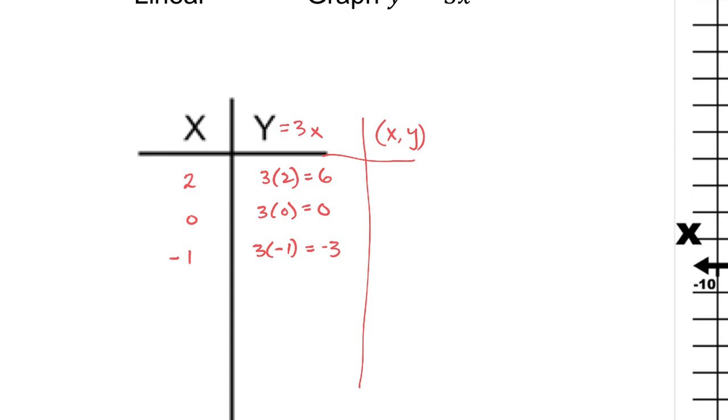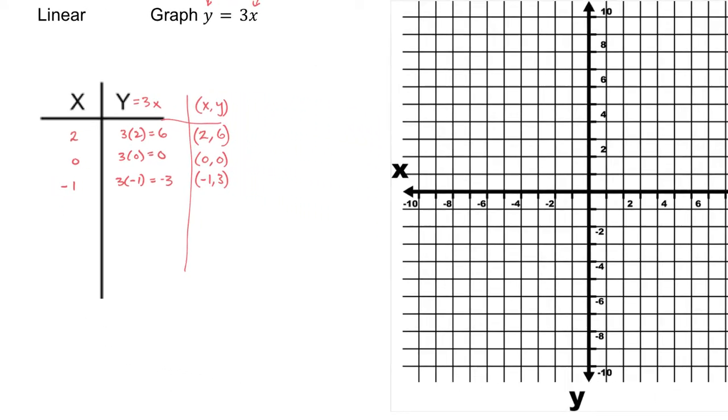So we'll put it together. X is 2 and y is 6. X is 0 and y is 0, right? Because I'm getting it right from here. 2, 6 right here, 0, 0 right here. And then I'll get the last one, -1, comma 3. And now the magic happens when we graph these.